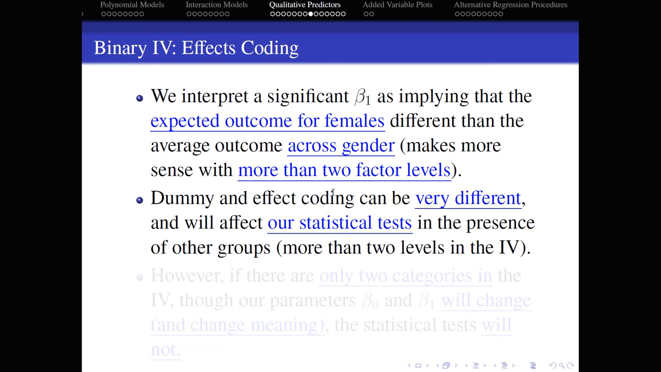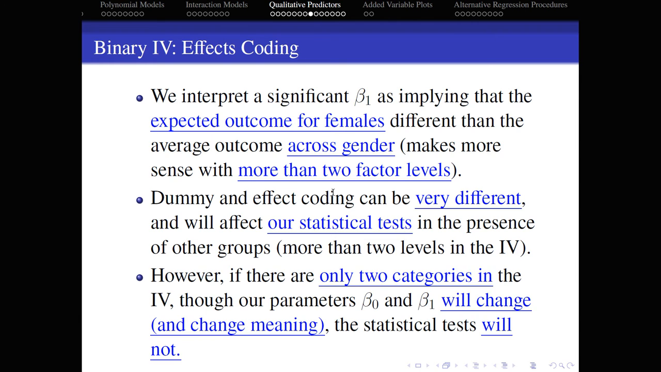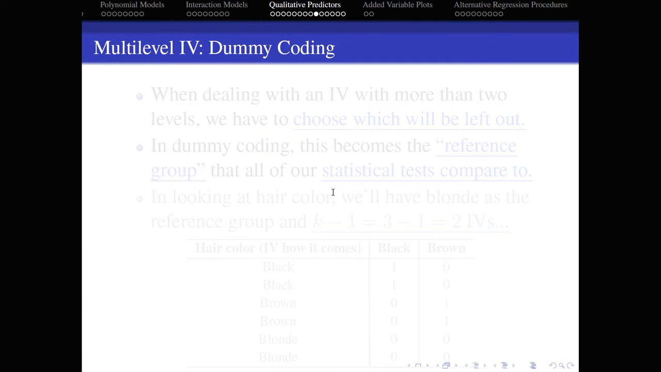So dummy and effects coding can give very different results because they're actually talking about different things. However, when we just have 2 categories, so when there's 2 factor levels, they are going to have the same p-value in their statistical test. The numbers will be different and the interpretations will be different, but the p-values of the tests are going to be the same when there's just 2 factor levels in the factor that we're coding. All right, so that was the binary factor level case.